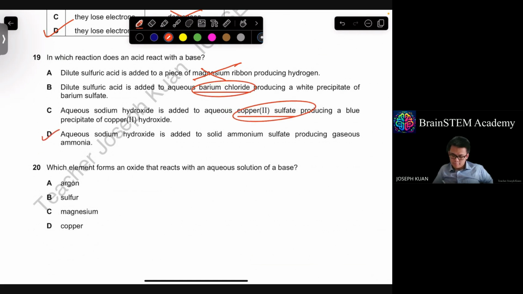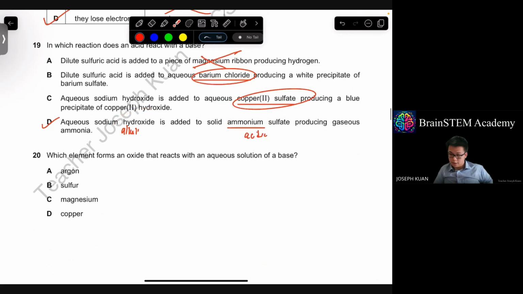Although it doesn't seem like it, it's an alkali. Ammonium has an acidic character. So we're technically reacting an acid with a base. So D is the answer.